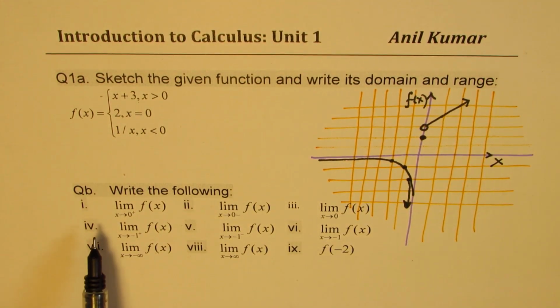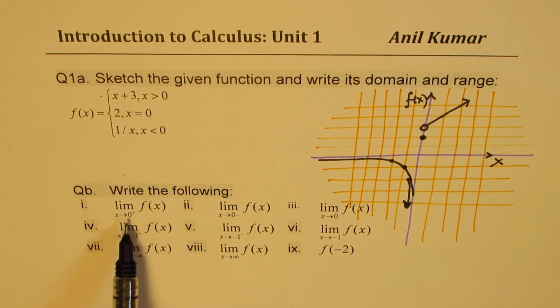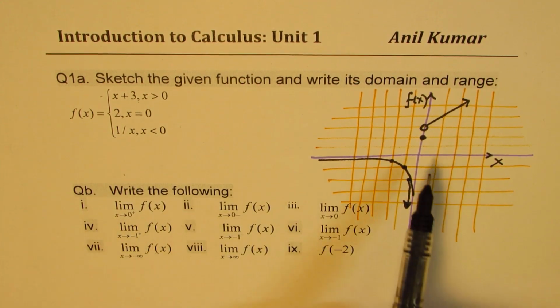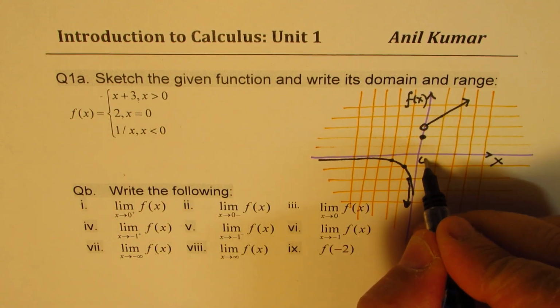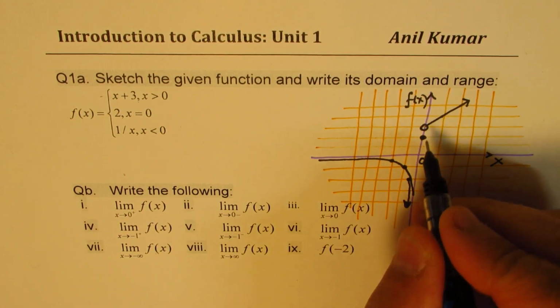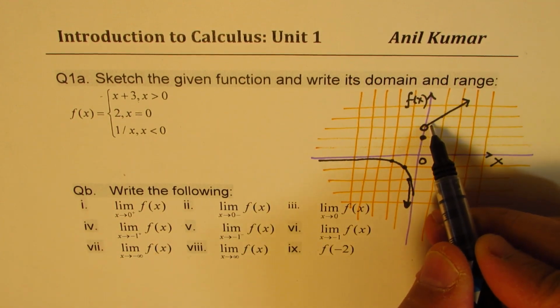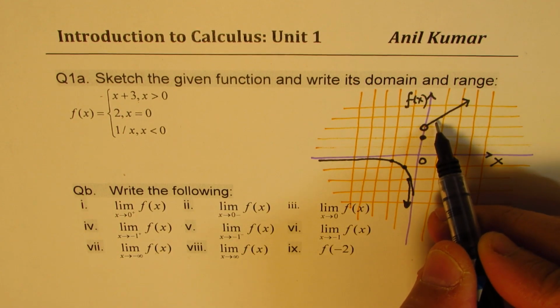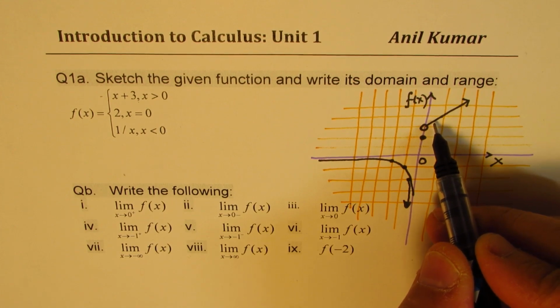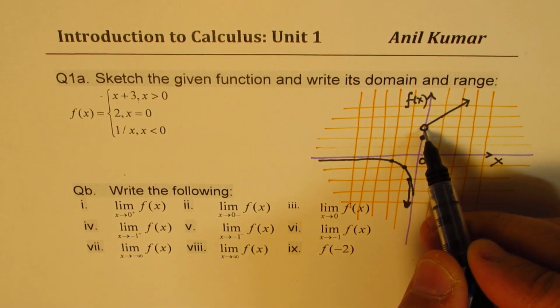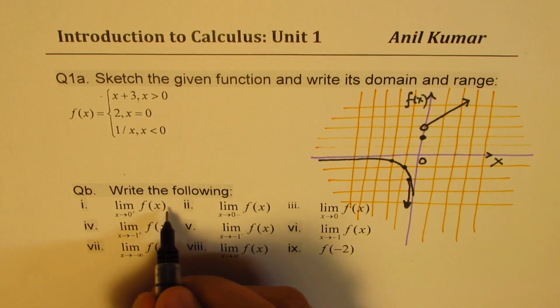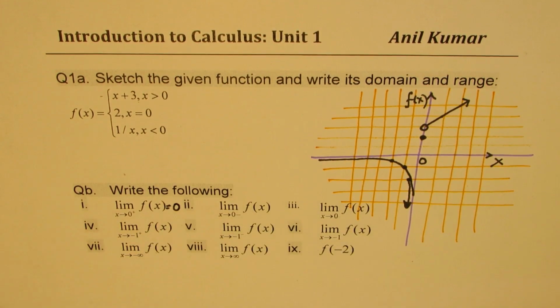Now, let's try to answer all these questions. The first one relates to the limit when we are approaching 0, the origin, from the right side and from the left side. So when you are approaching from the right side, you are in this piece of the curve, right? And so where do you reach? You approach a value which is 3, right? So the value for the first one is equal to 3.